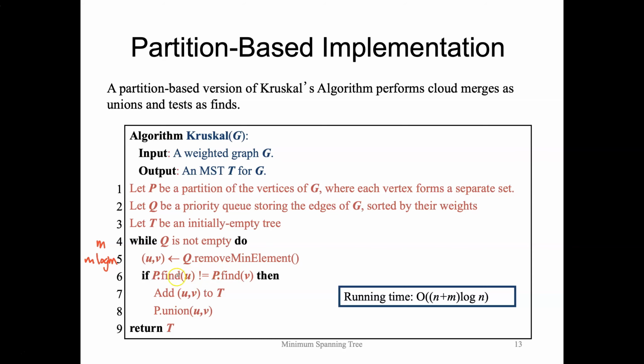Finding if two vertices belong to the same cloud or not, just one check is constant time, since we're going to call this at most m times. That total is m. And then sometimes we add an edge to this minimum spanning tree T. So we know that the number of edges that we're going to add is exactly n minus 1 edges to our minimum spanning tree. And for each edge added, we perform this union operation, which we saw in the previous slide, is n log n.